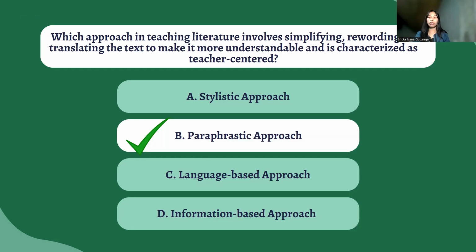So the others are incorrect. Letter A, the stylistic approach, focuses more on analyzing the language features and not on simplification. Letter C, language-based approach, combines language learning and literature, but does not focus on paraphrasing. And letter D, information-based approach, focuses on factual content extraction and not simplifying the language.